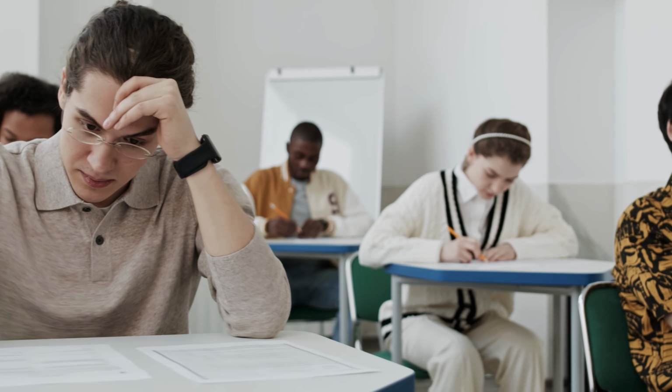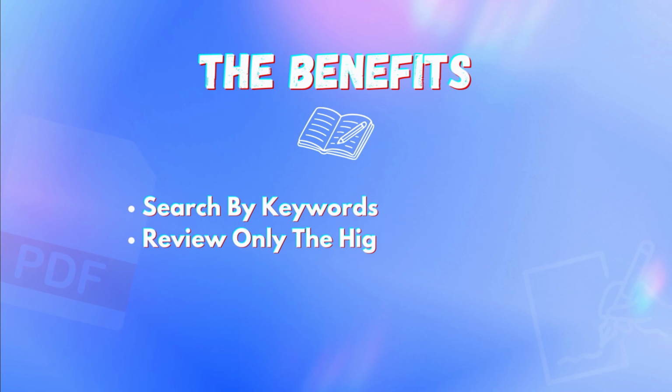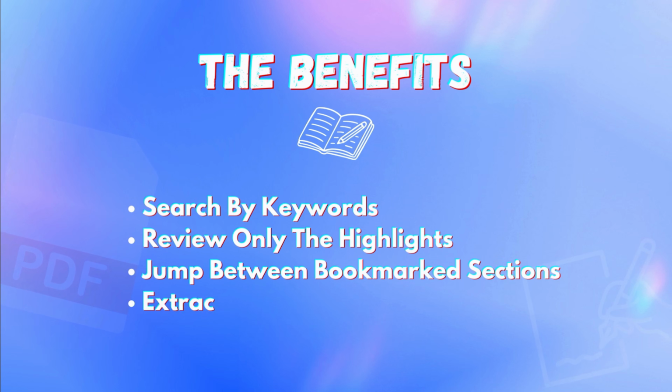Let's say your exam is tomorrow. Instead of rereading 120 pages, you can search by keyword, review only highlighted material, jump between bookmarked sections, extract specific pages to review separately. You can even pull out just the midterm topics into a smaller focused PDF. This turns passive reading into targeted studying. And that's the difference between reviewing everything and reviewing what actually matters.